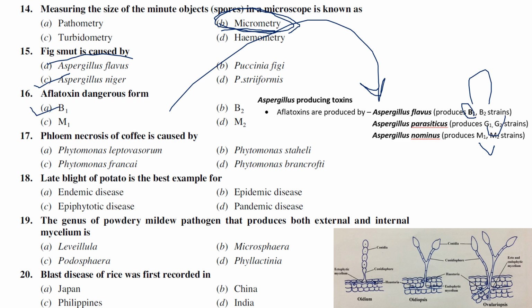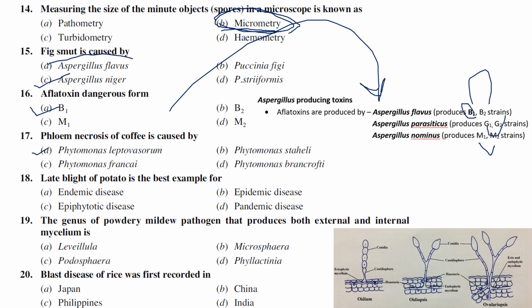Phloem necrosis of coffee is caused by Phytomonas leptovasorum, Phytomonas staheli, Phytomonas francai, Phytomonas bancrofti. So here phloem necrosis of coffee is generally caused by Phytomonas leptovasorum. I was a little bit doubtful about this, so you guys please go through it.